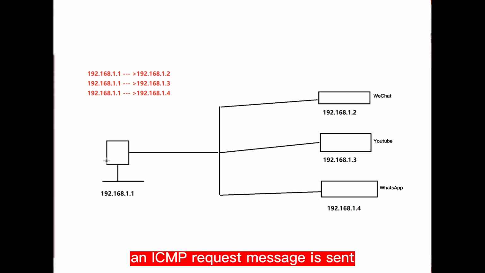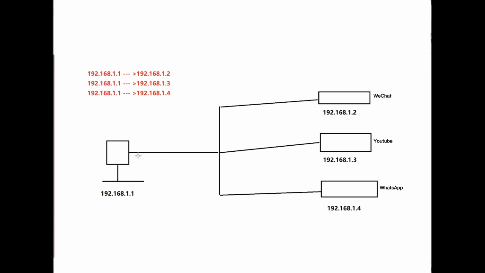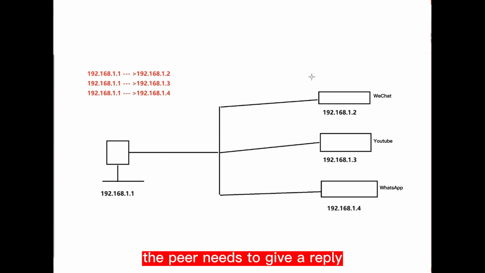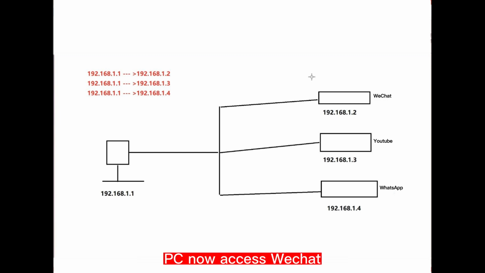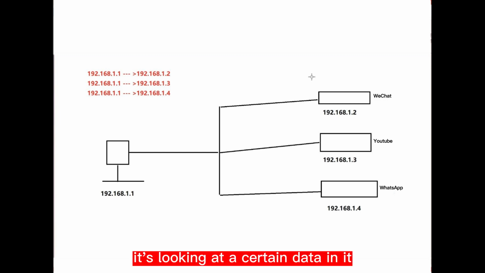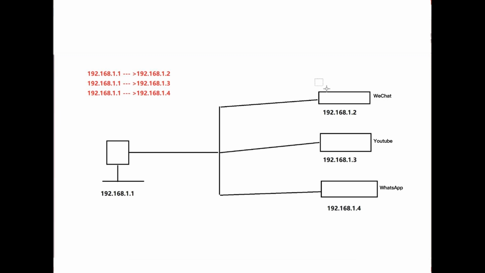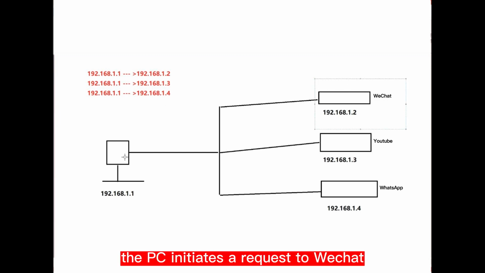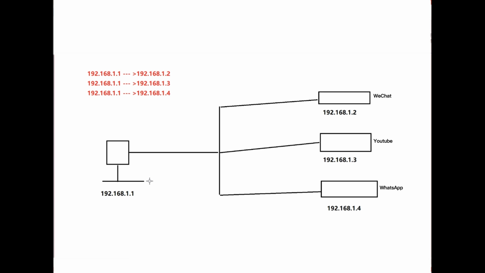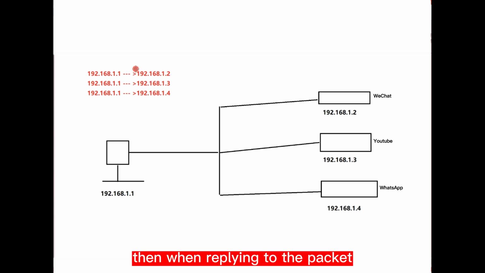An ICMP request message is sent. The peer needs to give a reply. It's called data communication. The PC now accesses WeChat. It's looking at a certain data in it. The PC initiates a request to WeChat, and WeChat needs to reply to the PC. Then when replying to the packet, there is going to be a problem. How to reply the packet?